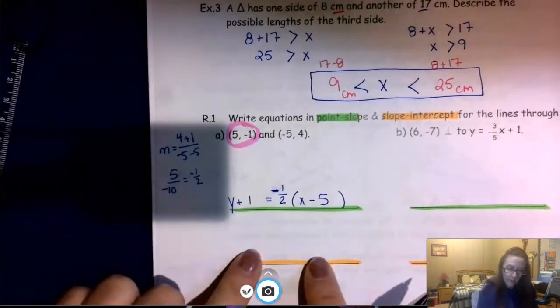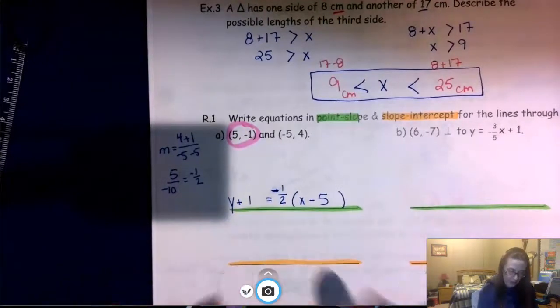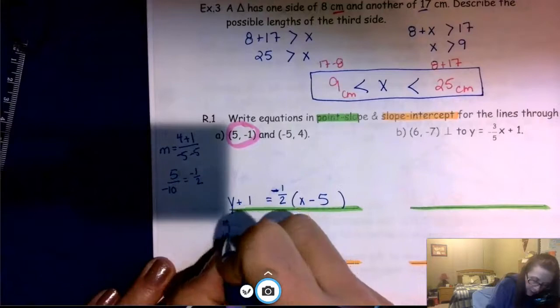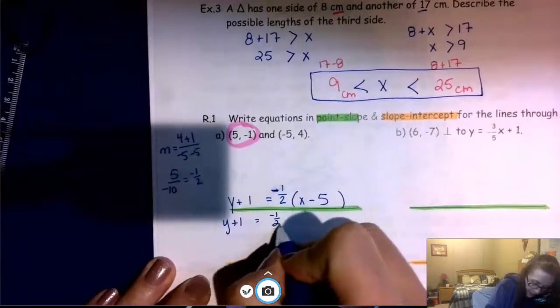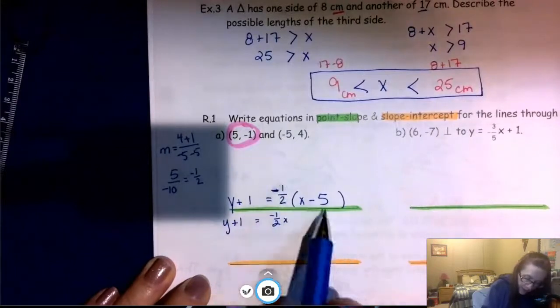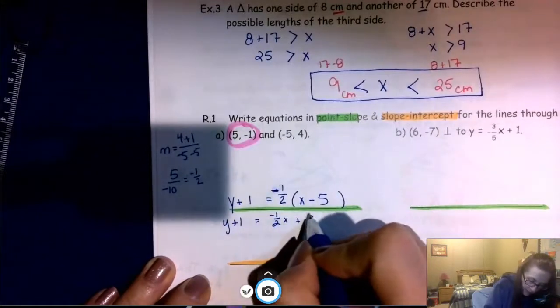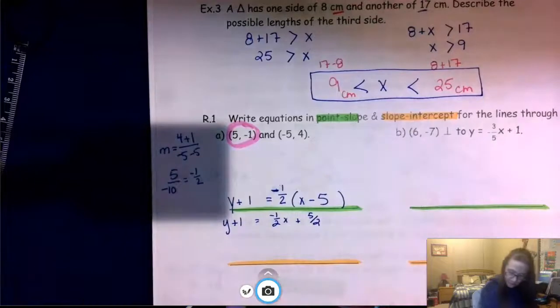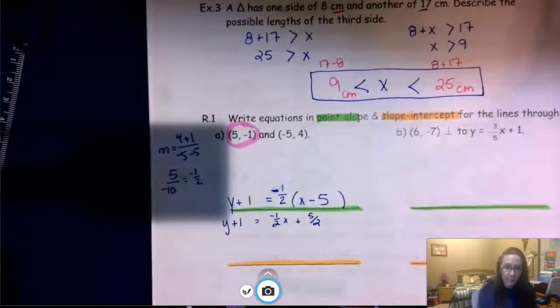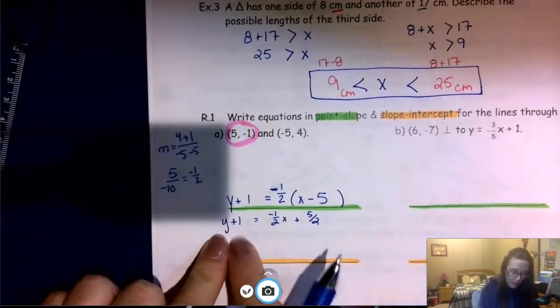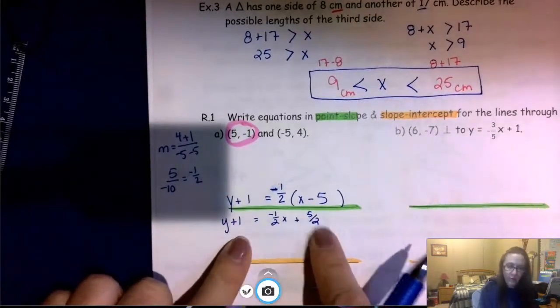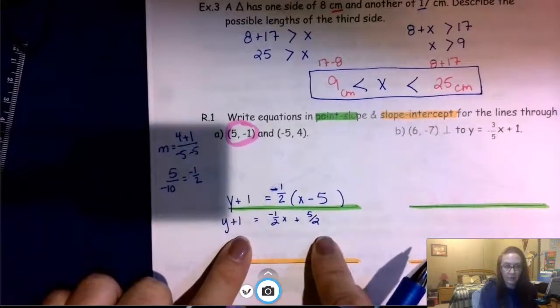If I want to get to my slope intercept, though, I have to solve this. So if I solve, I'm going to have y plus 1. Distribute, I get negative 1/2 x. Negative times a negative will be positive 5/2. Okay, now this isn't that bad. Don't worry. I have to subtract the 1. Well, I want to subtract a 1 where I can subtract it from 5 over 2.